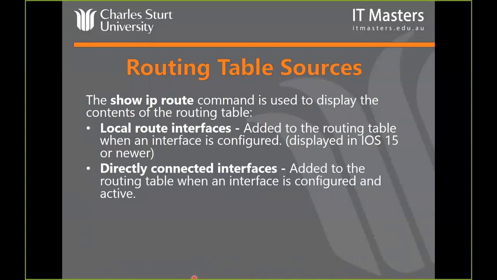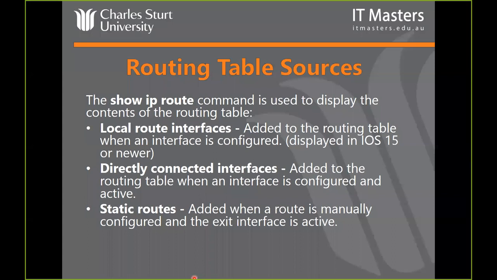So, show IP route is a command that you're going to use quite a lot of in your networking career. And when you use show IP route, you'll see local route interfaces. So they're added to the routing table when an interface is configured. So anytime you configure an interface on the router, whether it's physical or logical, it will be displayed in the routing table as a local route interface. And we'll have a look at an example of that in a minute. Directly connected interfaces are added to the routing table when an interface is configured and active. Okay, so you can configure an interface and have it in a down state, it won't show on the routing table. When you bring it up into an up state, it will then show on the routing table.